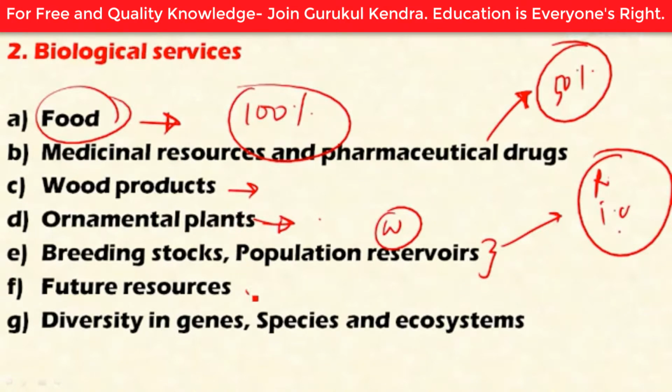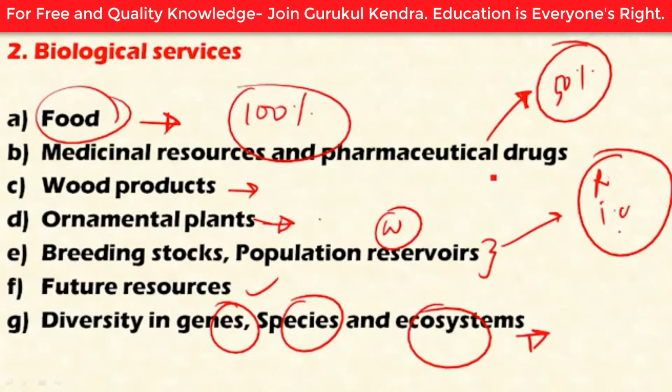And the future resources are also present in biodiversity. Biodiversity has diversity in genes, species and ecosystems, so this also helps in meeting any unforeseen consequences of the future. So these are the biological services provided by biodiversity.